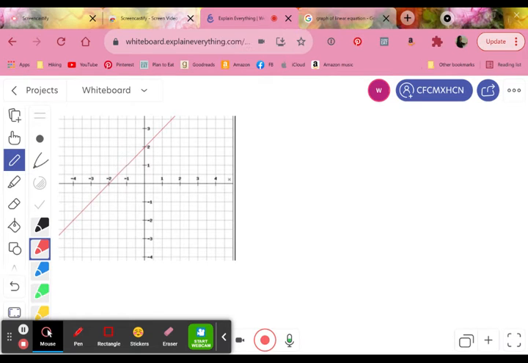Okay, well, so in this example, you are given a graph and you need to write an equation of a line. Well, we know that for an equation of a line, we will need a slope and a y-intercept. So if I look at this line, the first thing I want to do is identify some points.